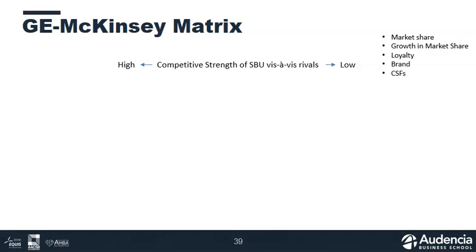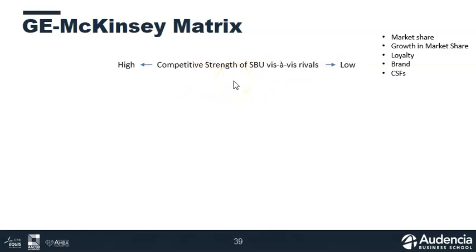So the McKinsey matrix basically looks at two dimensions, just like the BCG matrix. We're going to look at the competitive strength of each strategic business unit relative to its rivals. So we want to know their market share, brand loyalty, loyalty of customers. Are they meeting the critical success factors of the market? How competitive are they relative to their competitors?